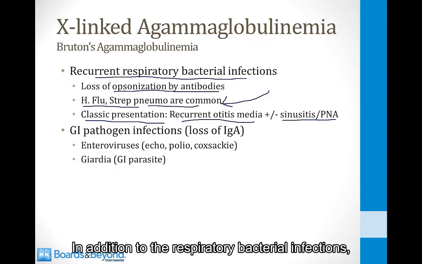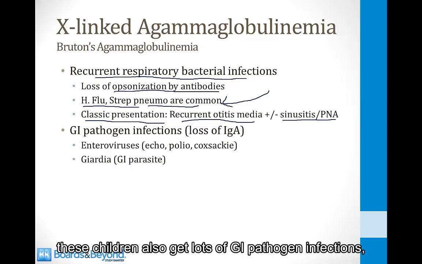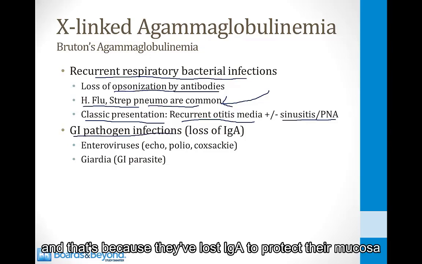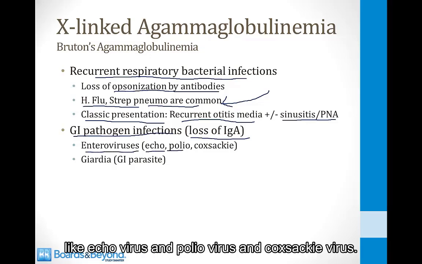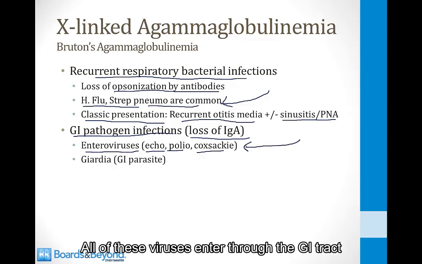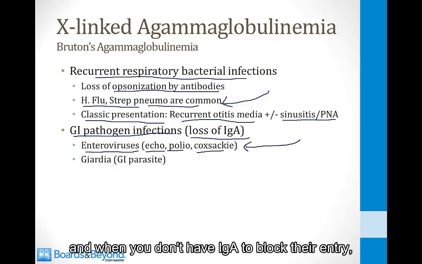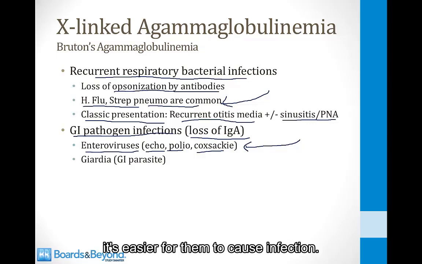In addition to the respiratory bacterial infections, these children also get lots of GI pathogen infections, and that's because they've lost IgA to protect their mucosa. So they can get infections with enteroviruses like echovirus and poliovirus and Coxsackie virus. All of these viruses enter through the GI tract, and when you don't have IgA to block their entry, it's easier for them to cause infection.